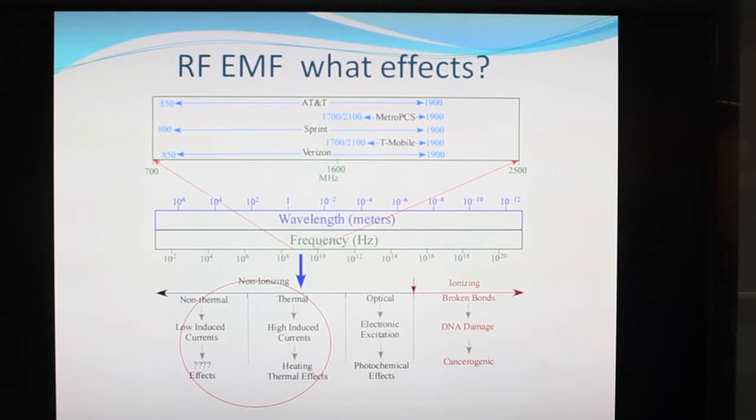Typical frequencies used by the cellular companies, as in this case, vary from 800 megahertz to 1900 megahertz. At those frequencies, there is a thermal effect associated. We know some, and they're under study. If you go above those frequencies, you have the optical range, but we're not concerned by that.